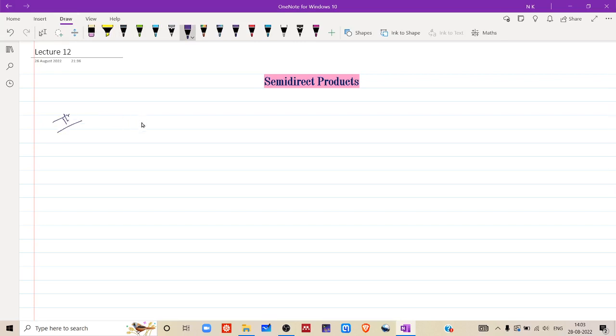Theorem: let H and K be groups, and let phi be a homomorphism from K into the set of all automorphisms of H. That means for every element in K, we will define some automorphism of H.